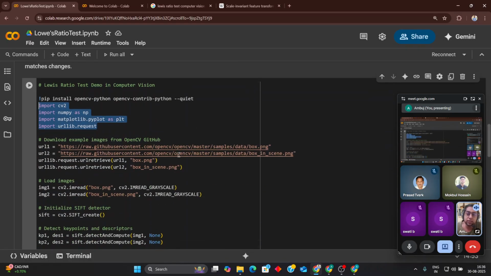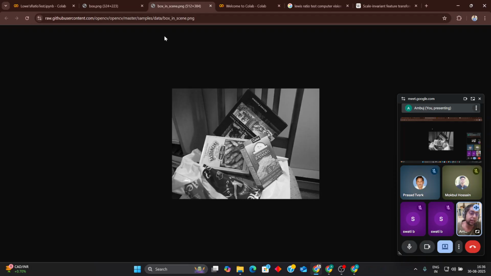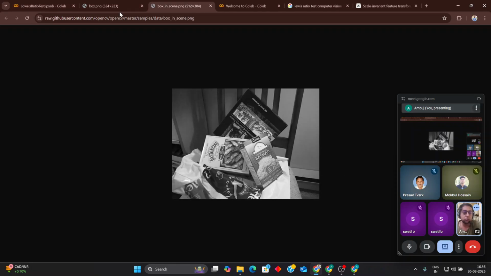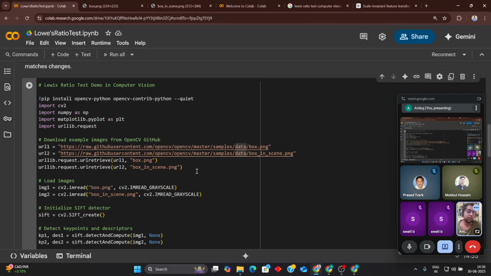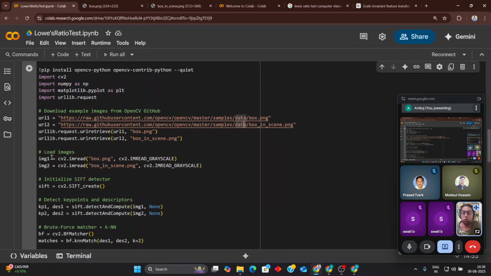So these two images I have picked up directly from an open source dataset, for my demonstration. Both are open source images, so nothing new is there. We have already done this in our previous session also. Then we are loading the images, img1 and img2.